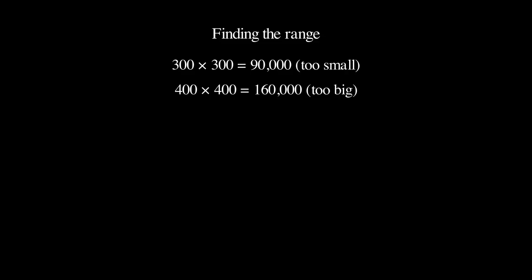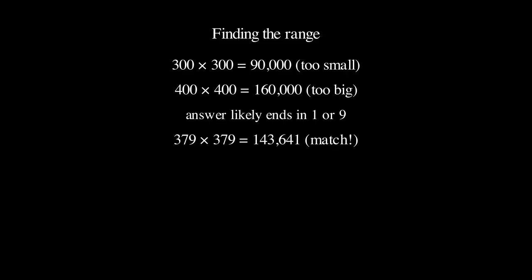300 times 300 is 90,000, too small. 400 times 400 is 160,000, too big. So it's between 300 and 400. Since the target ends in 1, and 1 times 1 ends in 1, and 9 times 9 also ends in 1, our answer likely ends in 1 or 9. Let's test 379. 379 times 379 works out to 143,641, an exact match. So each side of the parking lot is 379 meters long.